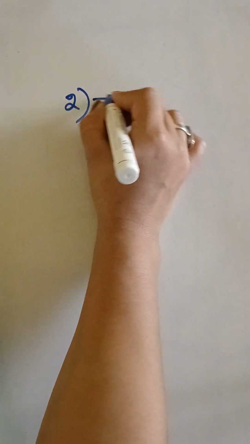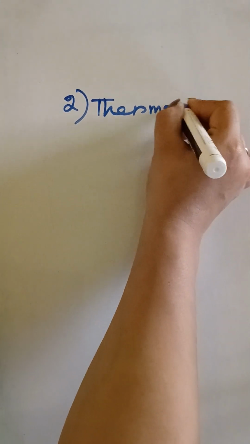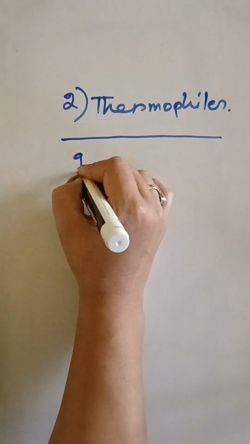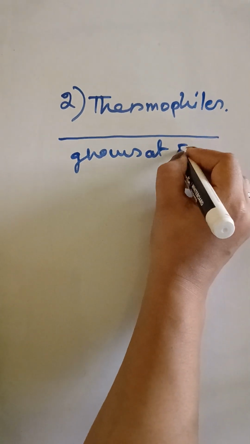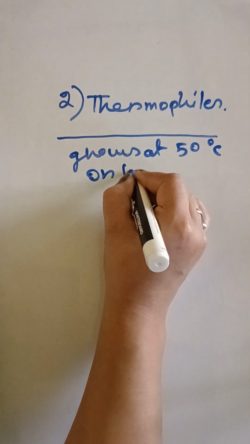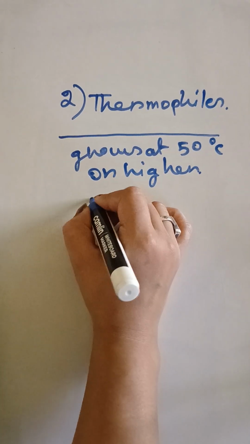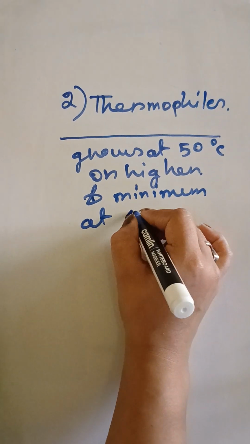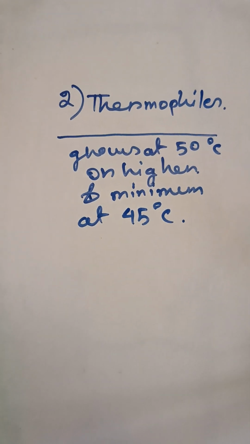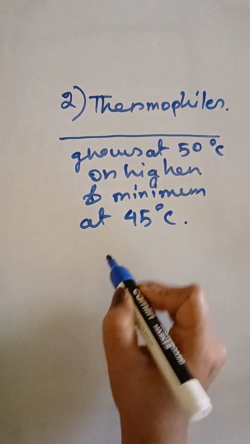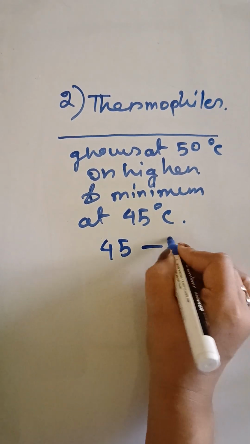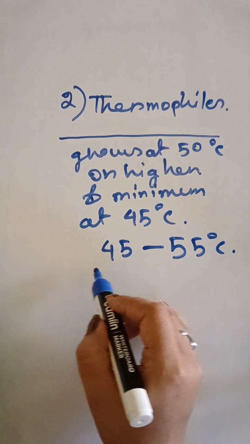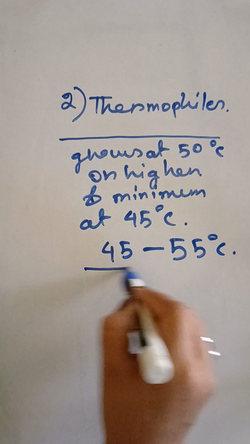Then thermophiles. Thermophiles basically grow at a temperature of 50 degree centigrade or higher, and the minimum is 45 degree centigrade. Means they always show growth in a range of temperature between 45 to 55 degree centigrade. So they don't grow below 45 degree centigrade.